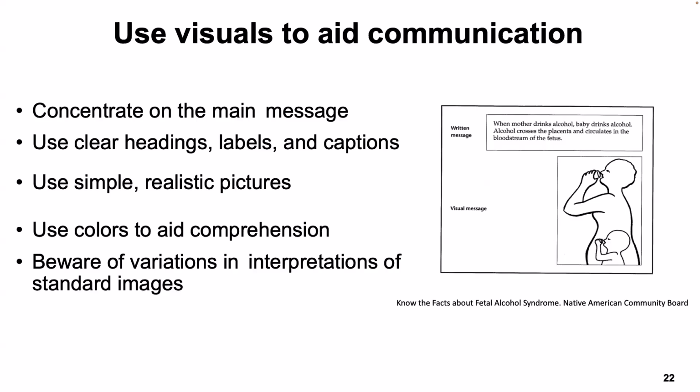So concentrate on the meaning. Think about what action you want the person to take. Use images to provide visual cues. And then use clear headings, labels, and captions. These help you to be clear about the purpose of the image. So for instance, the image on the left shows the mother drinking and her baby inside her also drinking. And the caption says, when mother drinks alcohol, baby drinks alcohol. Alcohol crosses the placenta and circulates into the bloodstream of the fetus. That caption makes it clear what the visual is intended to convey. So use simple, realistic pictures as well. Research shows that when illustrating a medical concept, simple line drawings are often most effective. Use color to aid comprehension.